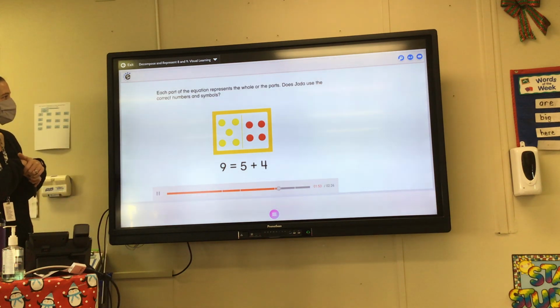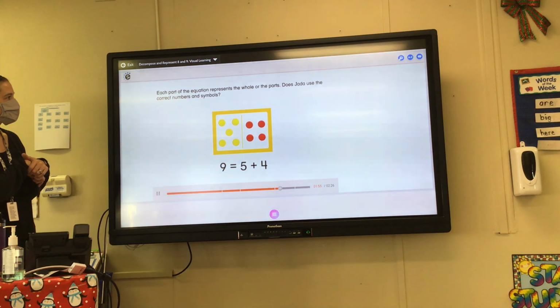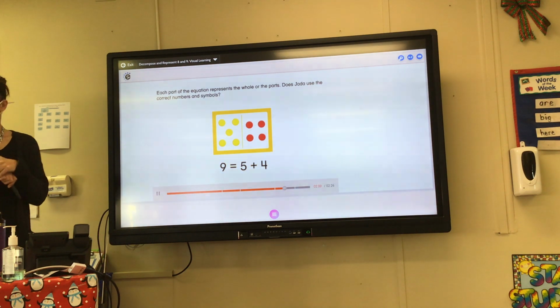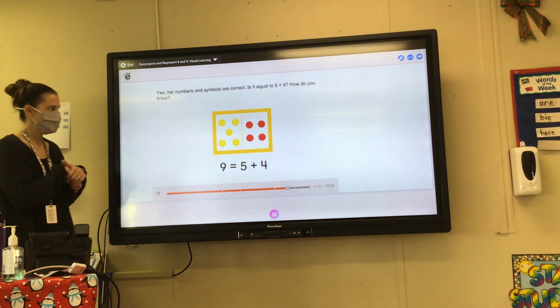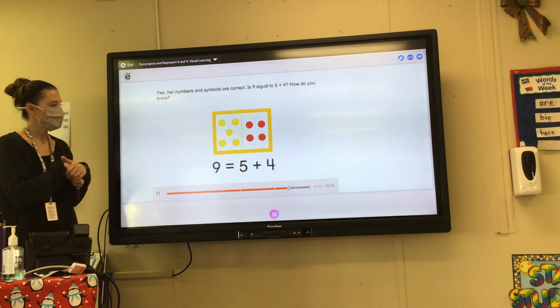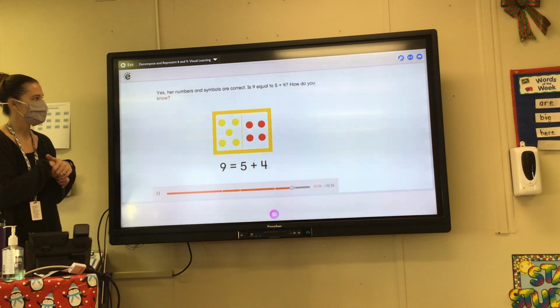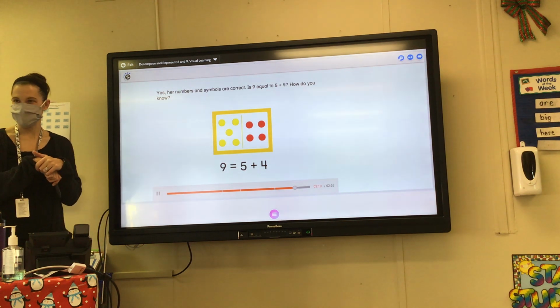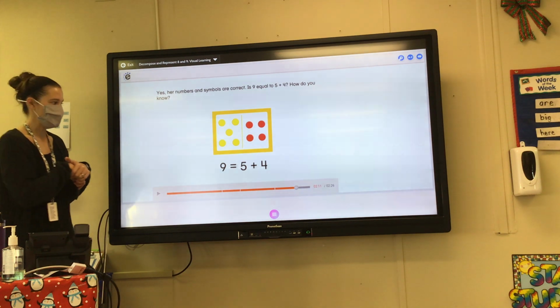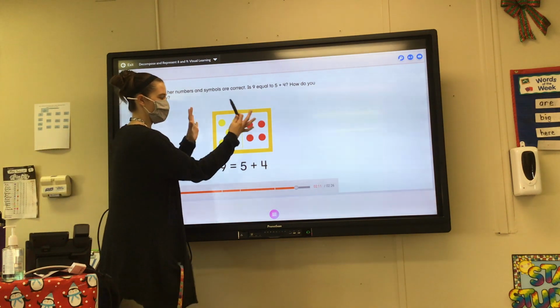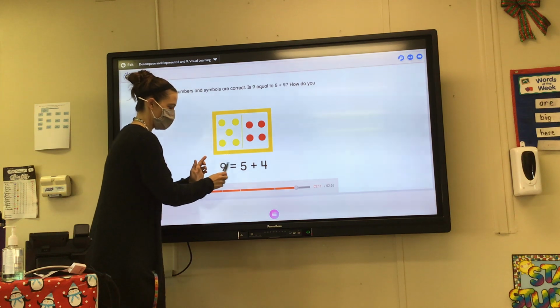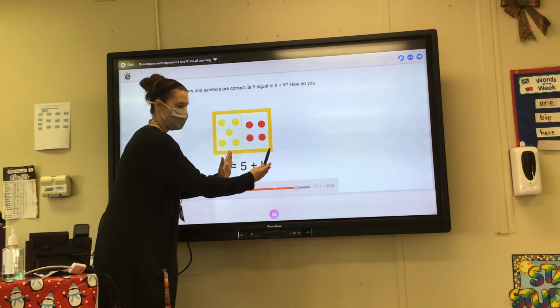Each part of the equation represents the whole or the parts. Does Jada use the correct numbers and symbols? Yes, she does. Her numbers and symbols are correct. Is 9 equal to 5 plus 4? Yes, it is. Now remember, 9 is the whole. There's that equal sign, so that's the whole. And these are the parts.